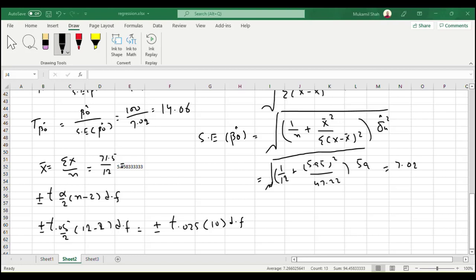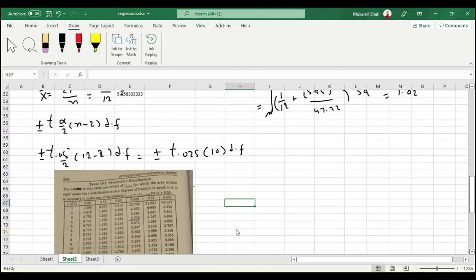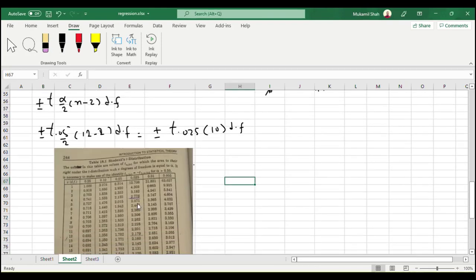So the critical region is plus minus t alpha divided by 2 with n minus 2 degrees of freedom. Alpha is equal to 5% divided by 2, n is equal to 12, 12 minus 2 degrees of freedom. So if we divide it by 2, plus minus 0.025, and 12 minus 2 is equal to 10 degrees of freedom. So if we use the t table, this is t table 0.025, this is 0.025, right, and this 10 degrees of freedom.